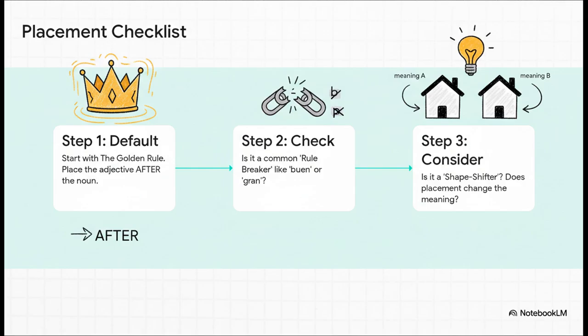So here it is, your cheat sheet for any time you feel stuck. Step 1, always start with the golden rule. Just put the adjective after the noun. Step 2, pause and ask yourself, wait, is this one of those common rule breakers? And finally, step 3, think about what you really mean. Is this a shapeshifter situation where the placement changes the entire story? Follow these 3 simple steps and you're going to nail it every single time.